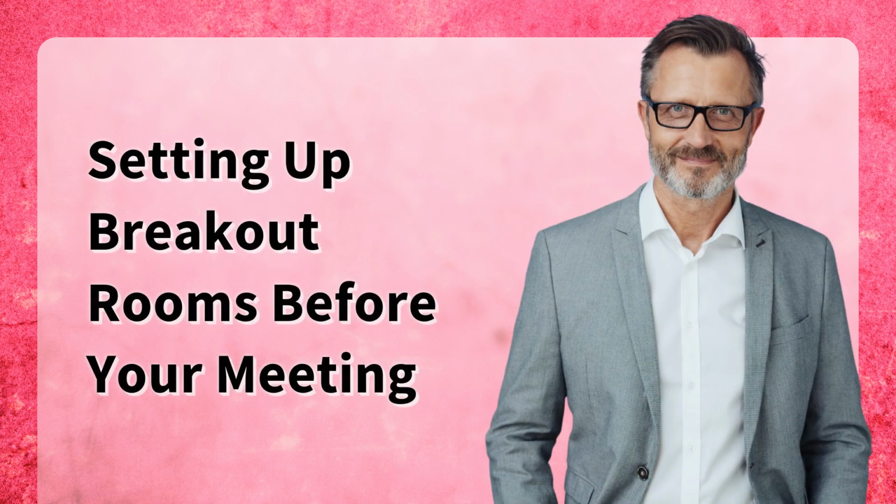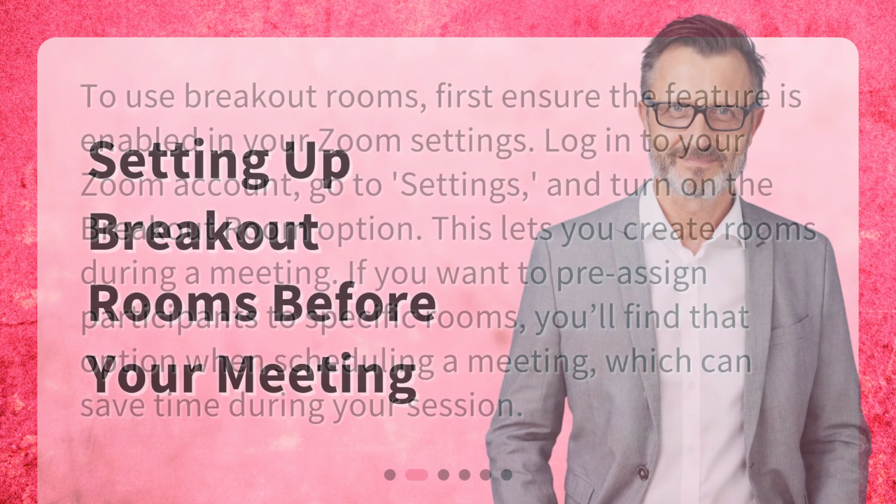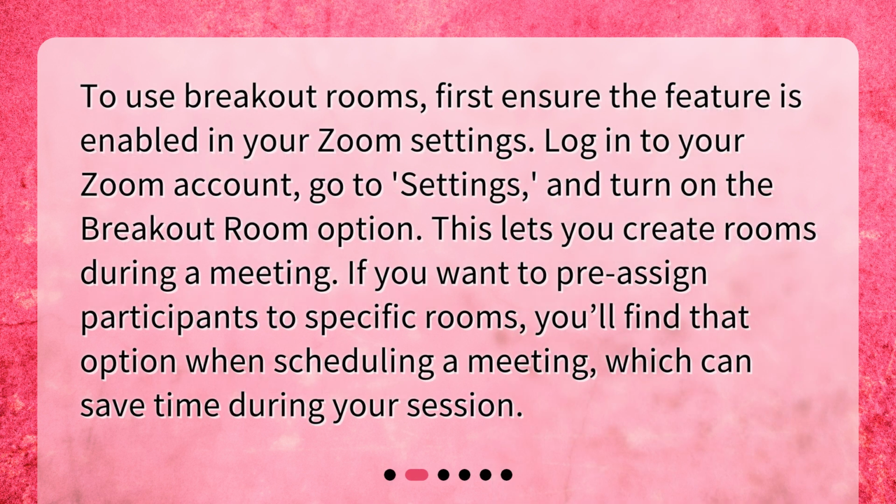Setting up breakout rooms before your meeting. To use breakout rooms, first ensure the feature is enabled in your Zoom settings. Log in to your Zoom account, go to Settings, and turn on the breakout room option. This lets you create rooms during a meeting. If you want to pre-assign participants to specific rooms, you'll find that option when scheduling a meeting, which can save time during your session.